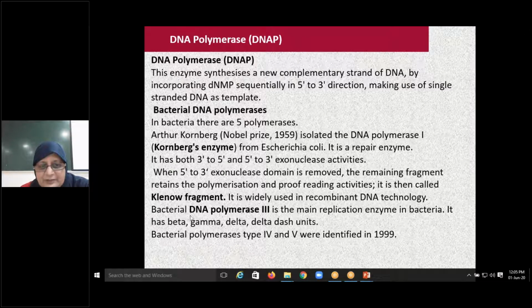Other than that, you have another important enzyme, DNA polymerase 3. This is the main enzyme involved in replication in bacteria. It has beta, gamma, delta, and delta dash units. Other types of polymerase were also identified, but here we are concerned mainly with DNA polymerase 1, which is a repair enzyme, and DNA polymerase 3, which is the main replication enzyme in bacteria.